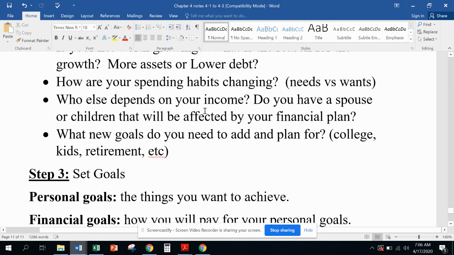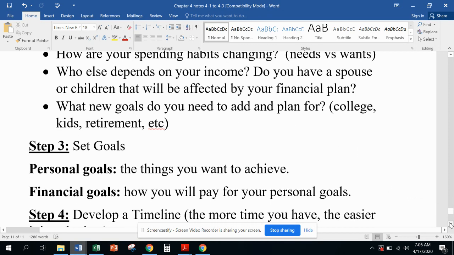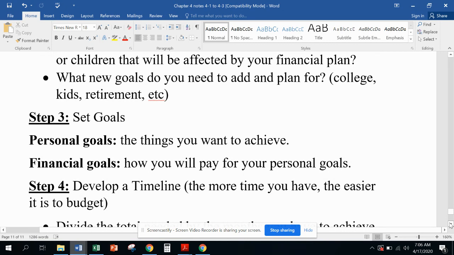But sometimes we don't have the freedom to do that because other people might depend on our income. So if we get married, we have children, those children want to go to college. So those things are going to affect your short-term, more your long-term financial plan. So we have to have wiggle room in our plans to adjust for life events and new goals and things like that.